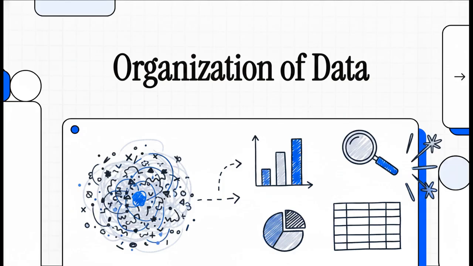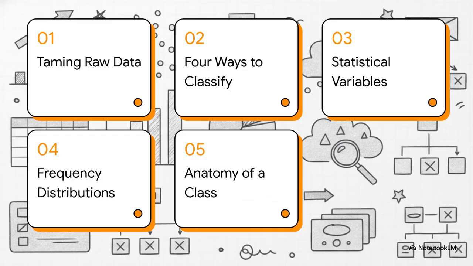Because once we do that, the data actually makes sense, and we can use it to uncover real truths about the world around us. So let's get into it. Here's our roadmap for today. We're going to hit 5 main stops.